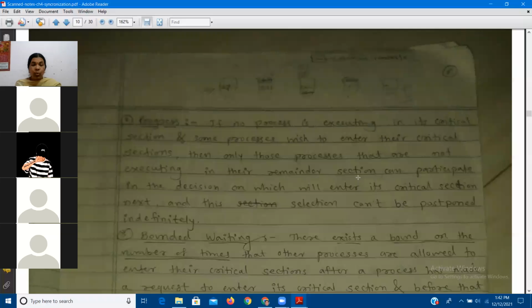And in that also, to whom should we give the first priority? The processes that are in the exit section should be given first priority, and then the second priority will be given to the entry section processes, because they have not entered the critical section. So I hope you are understanding the concept.